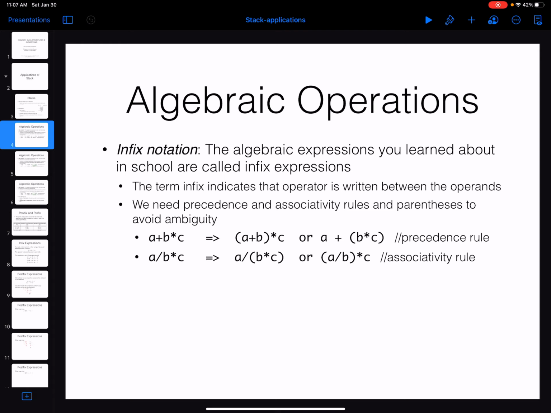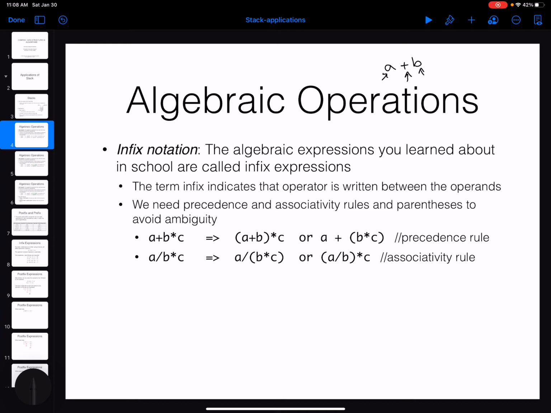prefix. The algebraic expressions that you have already learned about in school, or that you use daily, we write in the notation of infix. It basically means that you put the operator between the operands. So when you want to write a plus b, you would write it as a plus b. A and b are the operands, right? And plus is the operator. So the operator comes between the operands. And this is the notation that we are used to as humans.